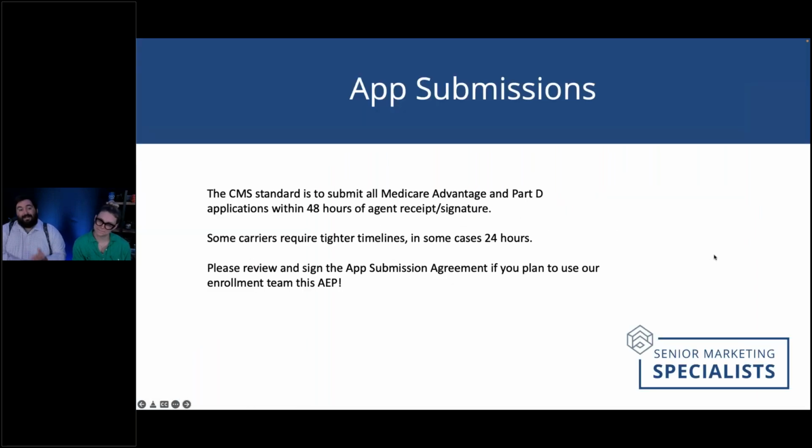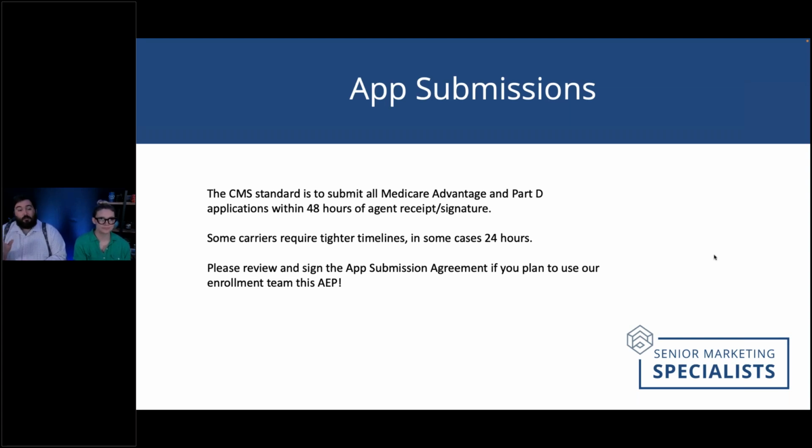So a couple quick notes on submitting applications. If you're an agent, or an administrative person who helps submit applications, specifically paper apps, electronic apps are a little easier and a little more clear. But the CMS standard is to submit all applications within 48 hours of the agent receipt and signature. Some carriers, however, do require a tighter timeline, in some cases 24 hours. So if you are getting paper apps, make sure those are sent in either directly to the carrier or to our enrollment team as soon as you can within that 48 hours, preferably within 24, especially if you're sending them to our enrollment team.